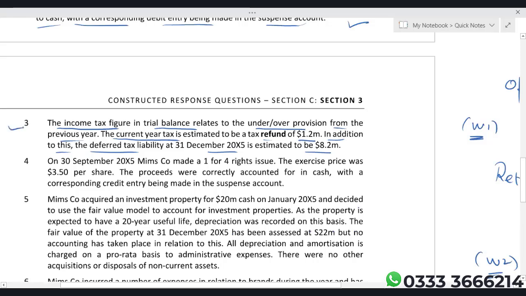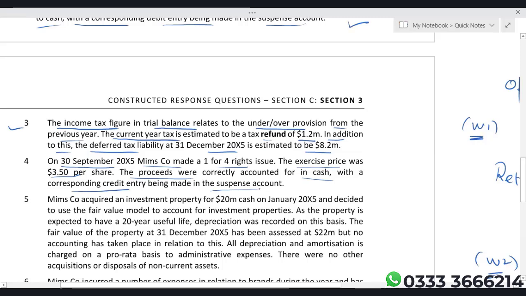Now let's discuss point 4. On 30th September X5, MIMS Company made a 1 for 4 rights issue. The exercise price was 3.5 per share. The proceeds were correctly accounted for in cash. So the cash debit is correct, with a corresponding credit entry made in the suspense account.